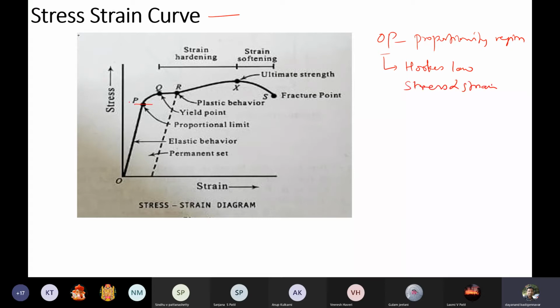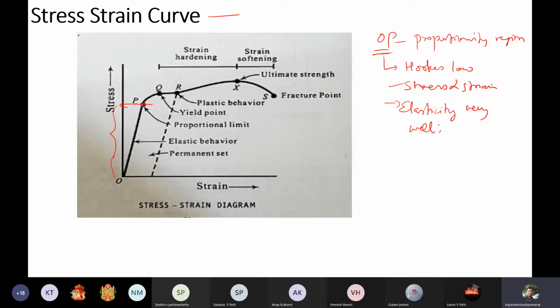Beyond P, if you apply the stress, up to this point the body is exhibiting elasticity perfectly well. It is obeying Hooke's law, so it is exhibiting elasticity very well.